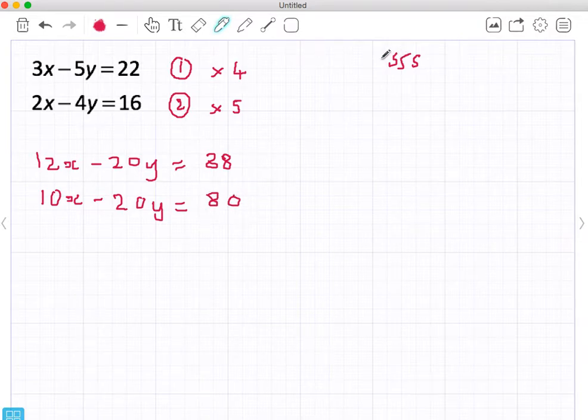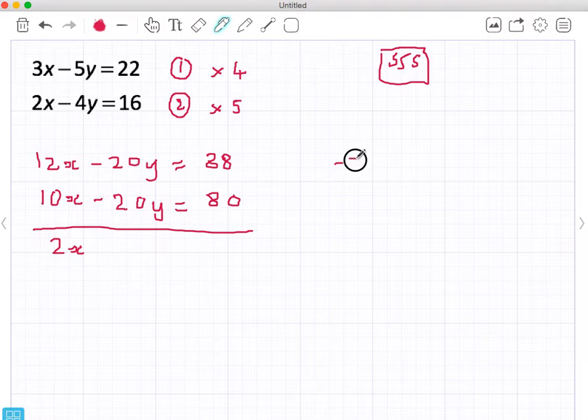Now remember, I decided at the start I was going to subtract them. So I'm going to do this one, subtract this one, to give me 2x. Now, quite a confusing little point. The minus numbers always confuse people, but minus 20y subtract minus 20y. So what we're actually doing in there is minus 20y subtract minus 20y. So these make a positive and we end up with no y's. 88 take away 80, 8. x is 4.